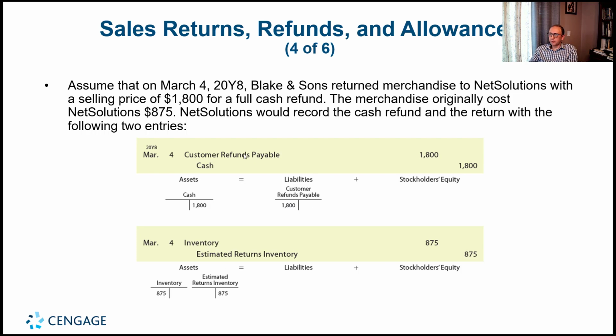So we're going to debit the customer refunds payable, which is a liability that we created. Now we're reducing it, we debit it, and we're going to credit cash because we're paying the customer cash, or returning the customer's cash, for the $1,800. And then inventory is going to increase because the customer returned the inventory, so the inventory balance is now increasing. We debit inventory and we reduce the estimated returns inventory.